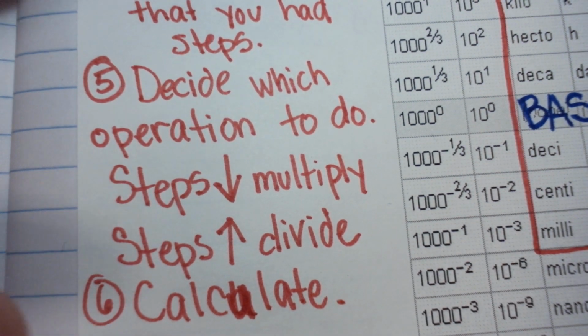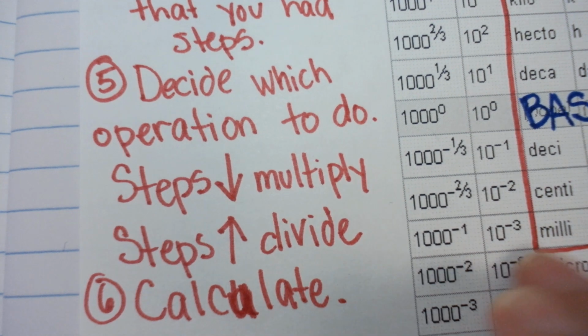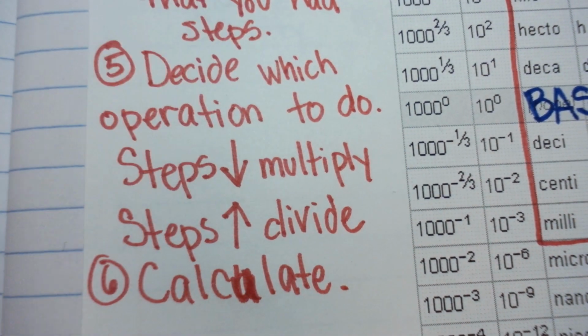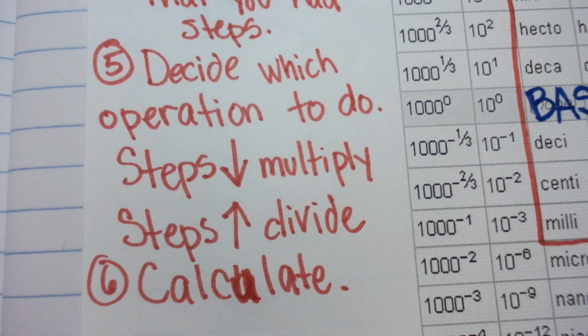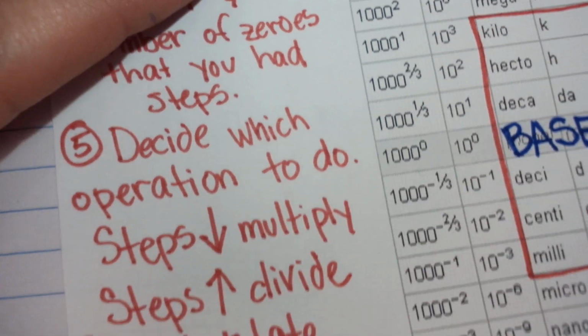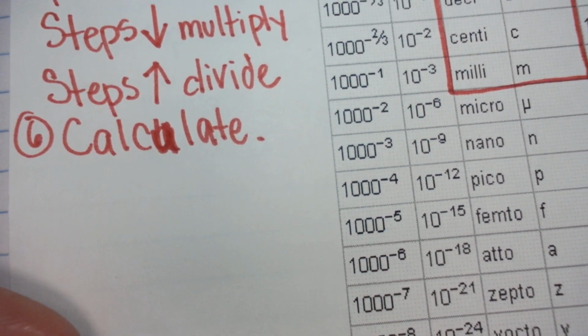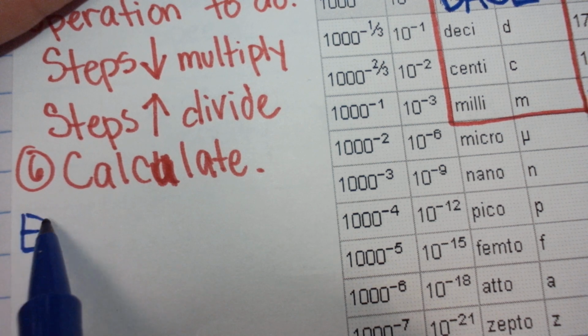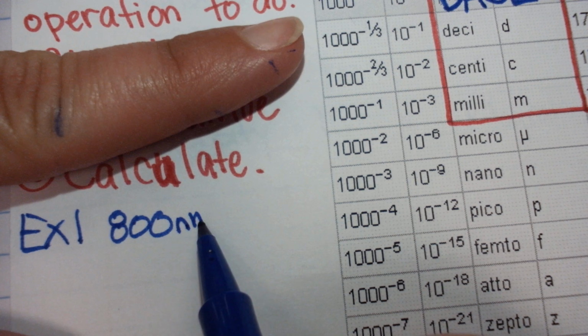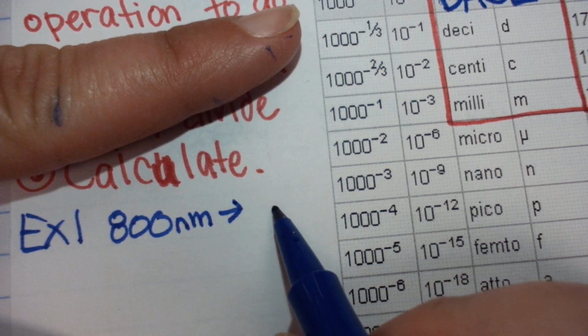Alright. So let's do an example. If we have, let's say, 800 nanometers. Let's try to see where you can get into this a little bit. Yep. Example 1. We're going to go 800 nanometers to decimeters.